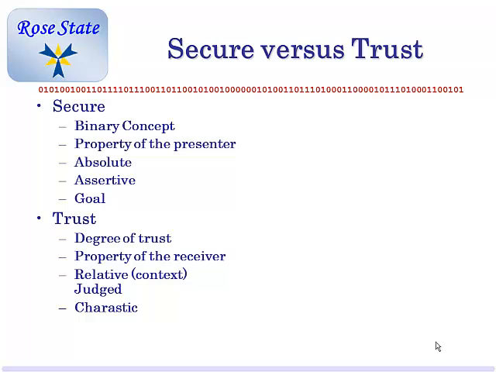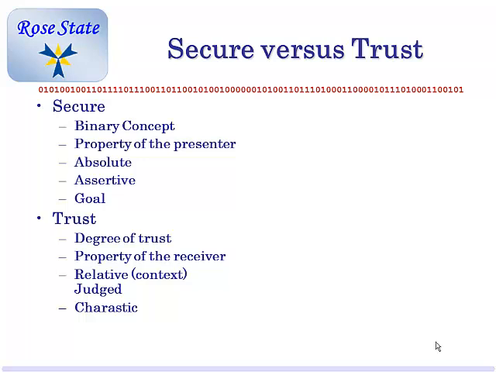Okay. It's a property of the presenter. I present to you that this door is open, and it's open. Or if I lock it, then it's closed. Okay. It's, again, absolute. It is or it isn't, just like the binary thing. It's assertive. I can assert to you that this is a secure system. And that's your goal. You want to have something secured. When I install a door, I want it to be secure. Okay, so that's a goal.